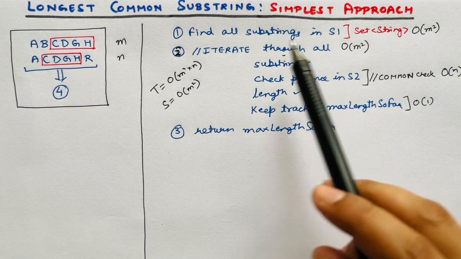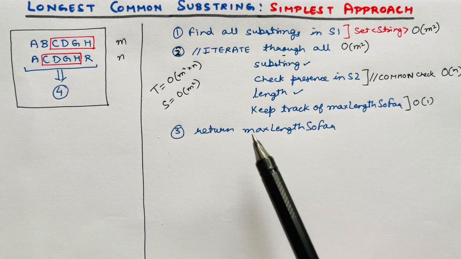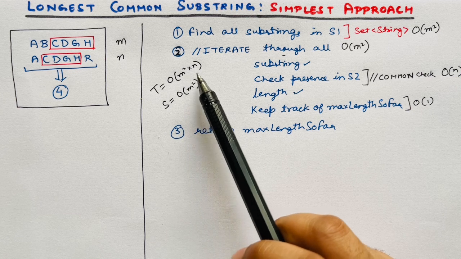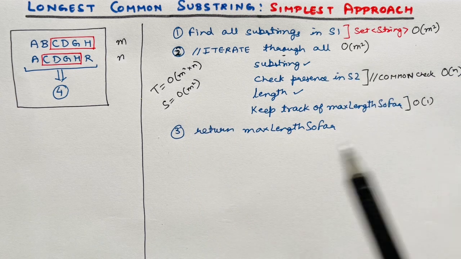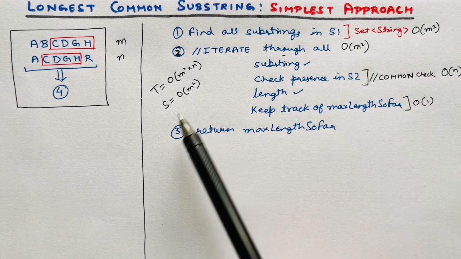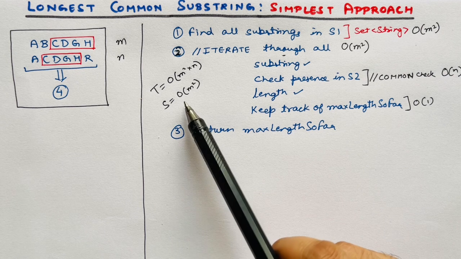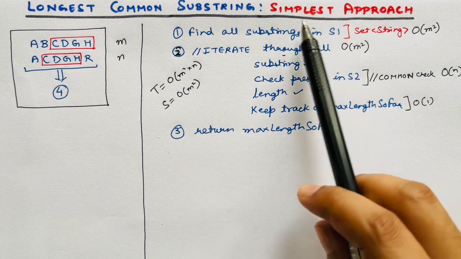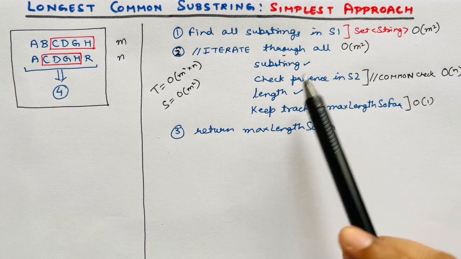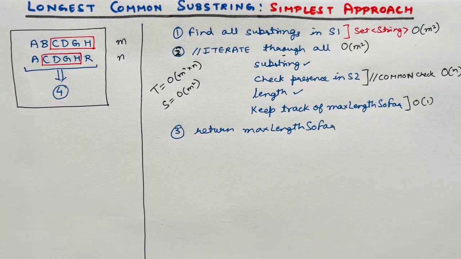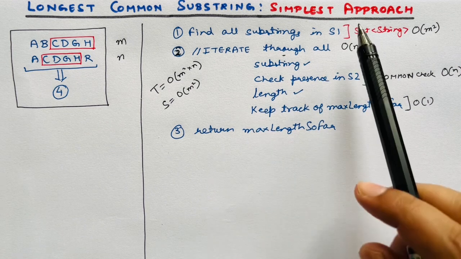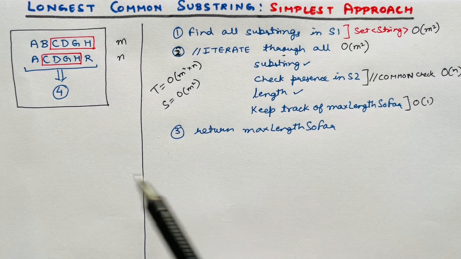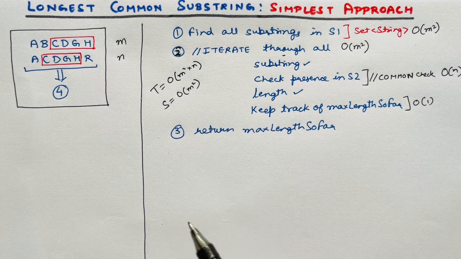Therefore, the total time complexity of this algorithm comes down to order of m square multiplied by order of n. And what will be the space complexity? The space complexity will also be order of m square, because we will have to store these substrings somewhere in a set. So this completes the simplest approach that we had for our problem. But this is expensive, so let's see if we can do anything better.